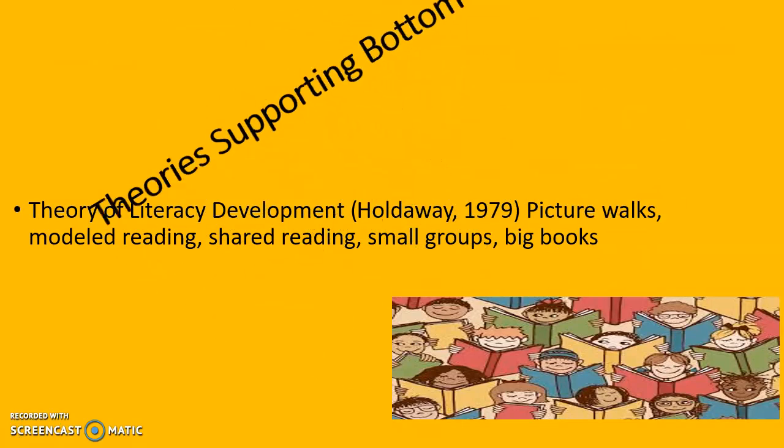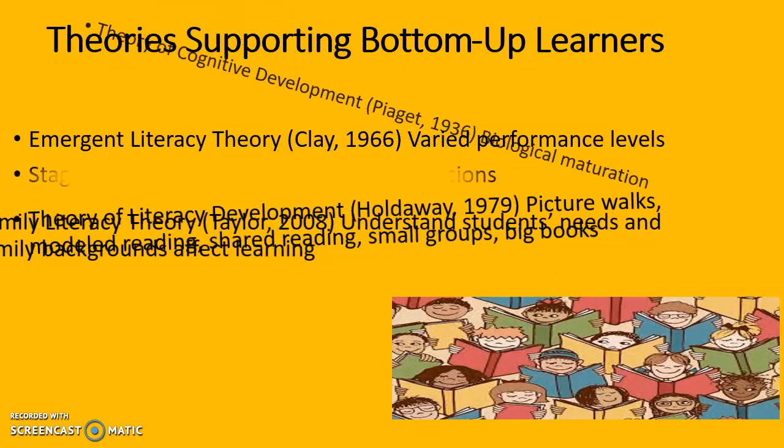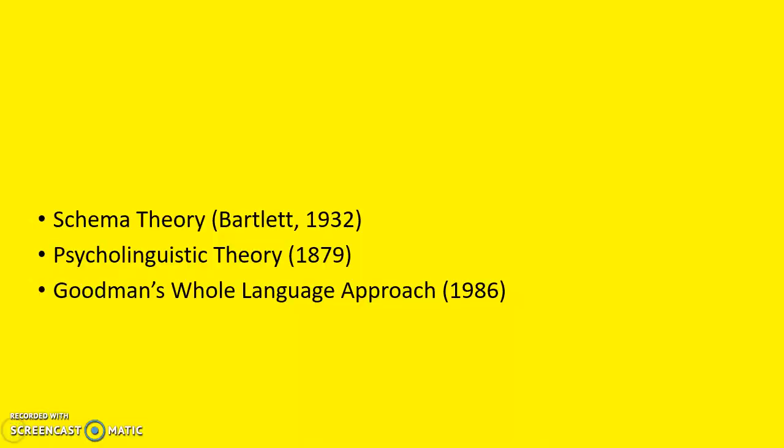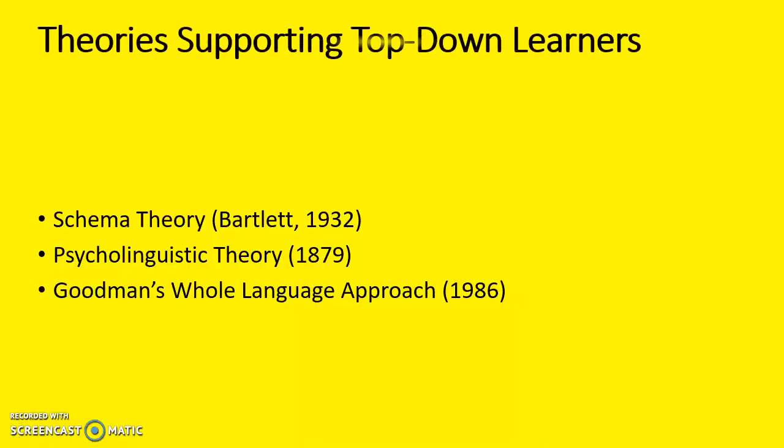So, theories supporting bottom-up learners, because we're looking at the interactive approach. We have Piaget's theory of cognitive development. We need to remember those maturation levels. Clay's emergent literacy theory: we need to look at the varied performance levels of students. Stage models: we need to look at the individual learning progressions. Theory of literacy and development helps those students build on reading through picture walks, modeled reading, shared reading, small groups, and big books. Family literacy theory: no matter which theory we use, we need to remember that students' needs and family backgrounds always affect students' learning.